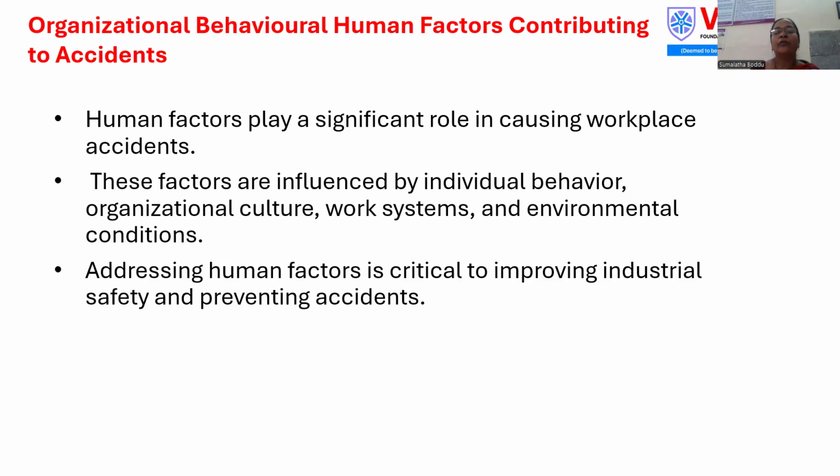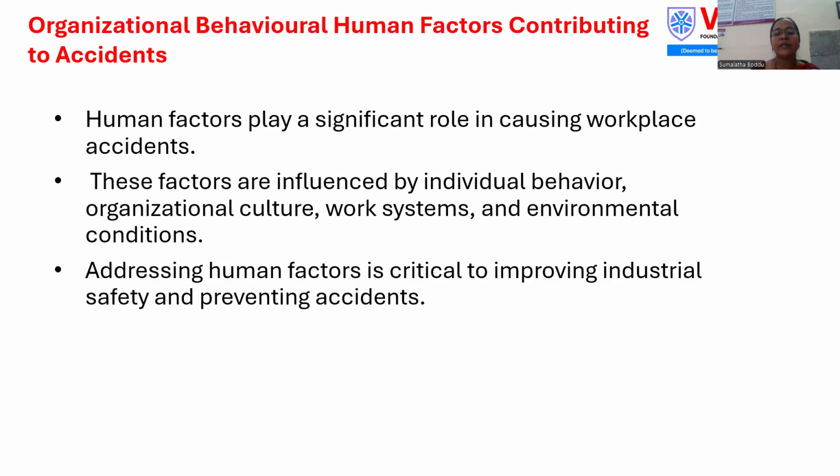Coming to the introduction to human factors in industrial safety. Human factors refer to the physical, psychological, behavioral, and organizational conditions that influence employee performance and decision making at the workplace. These factors may include employee attitudes, organizational culture, work pressure, fatigue, training quality, communication systems, supervision, and workplace design. If these factors are not properly managed, they can lead to unsafe behavior, errors, and accidents.